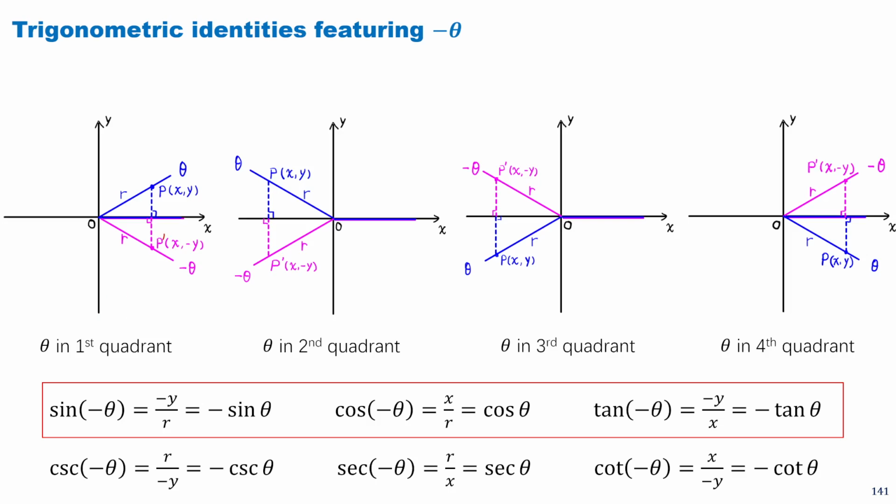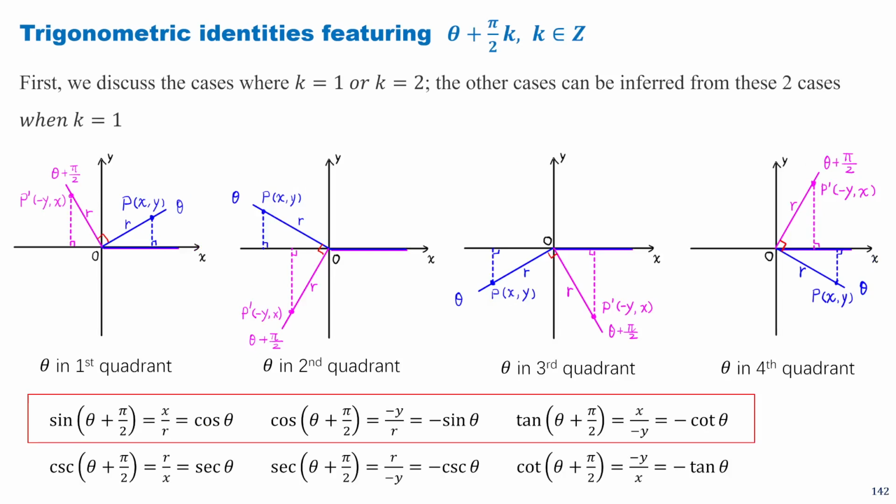Alright, so next, trigonometric identities featuring theta plus half pi times k. So that means if you have an angle theta, any angle theta plus half pi times an integer, how can we simplify this? So we'll have a look at the cases separately. First, when k equals 1, then you have theta plus 1 half pi, right? So let's have a look at the first diagram here.